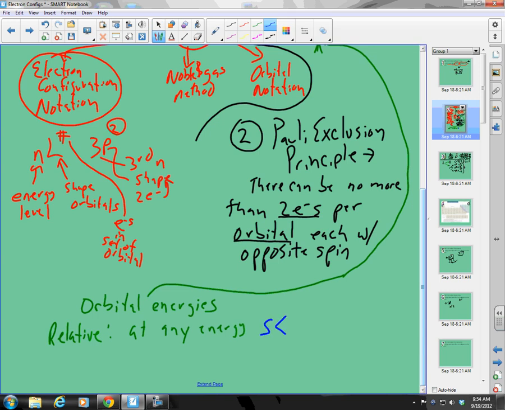S's have less energy than P's. P's have less energy than D's. D's have less energy than F's. F's less than G's, and so forth. So that would mean at any energy level, meaning at any n. So like the 5s orbital is less energy than the 5p. The 5p has less than the 5d. The 5d has less than the 5f, and so forth.